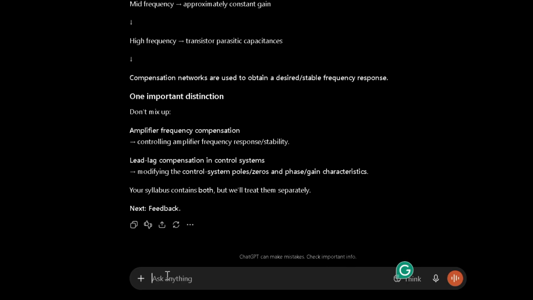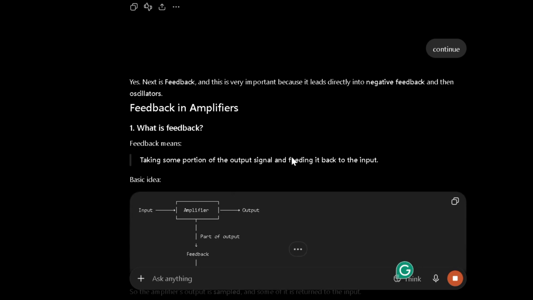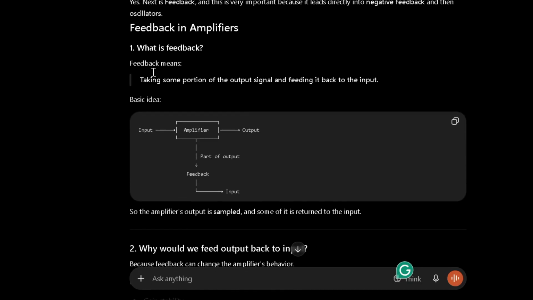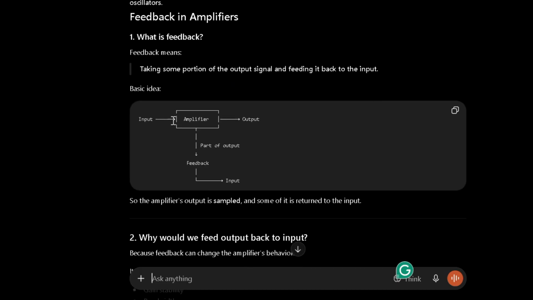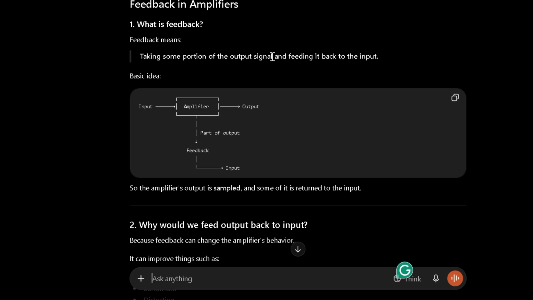Next is feedback, and this is very important because it leads directly into negative feedback and the oscillator. Feedback in amplifiers. What is feedback? Feedback means taking some portion of the output signal and feeding it back to the input. Basic idea: input, amplifier, output. The amplifier output is sampled and some of it is returned to the input.